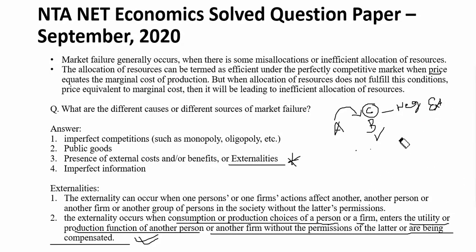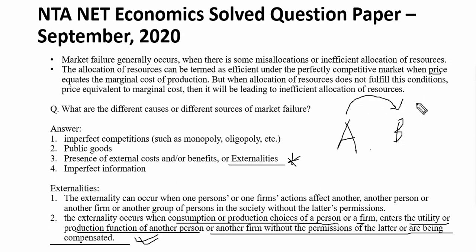Now suppose there are two firms, similarly A and B. Now A is providing some benefit to B, but B is not giving money for that. So B is getting the benefit without incurring any cost. So this will be called positive externality. Fine. So this is the idea. Because of this reason also, there is market failure.